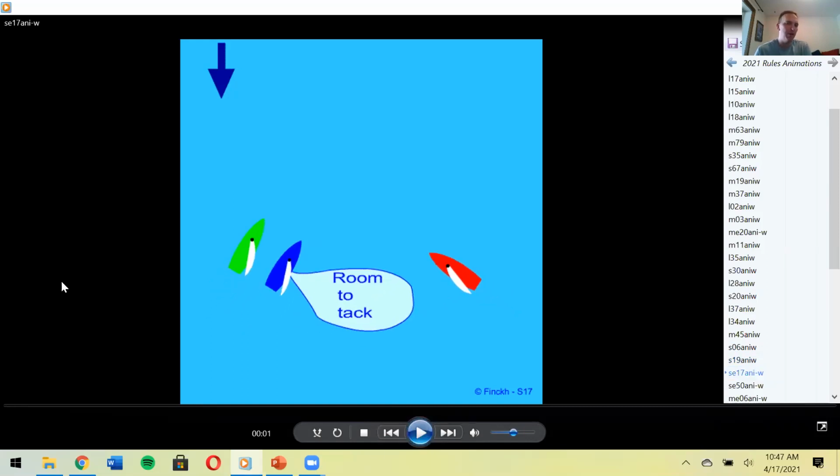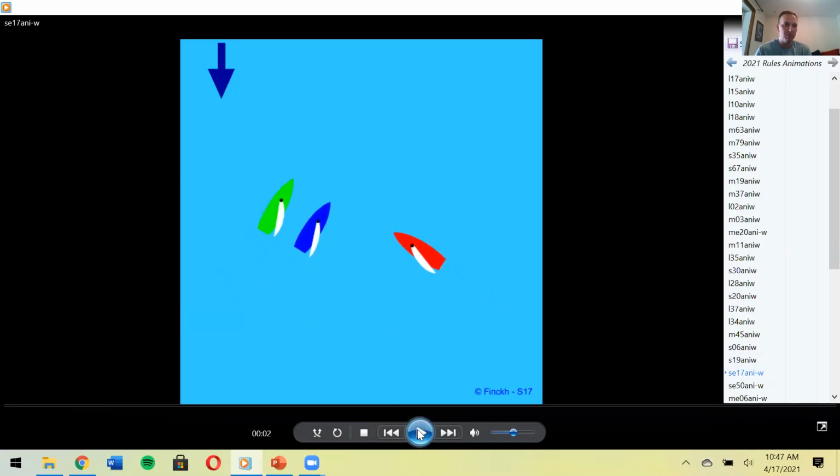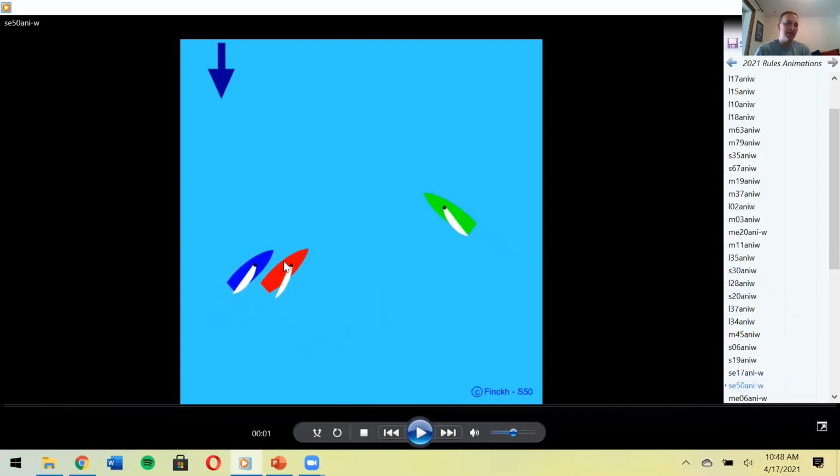So this is, I guess, the only other area where you have magic words. Blue can ask for room to tack in this scenario when there's an obstruction. And if blue asks for that, then green has to tack to give room. So when blue asks for room to tack, green has to tack, and blue can then tack. However, if red in this scenario asks for room to tack, blue tacks, and then red doesn't tack, then blue can protest red.